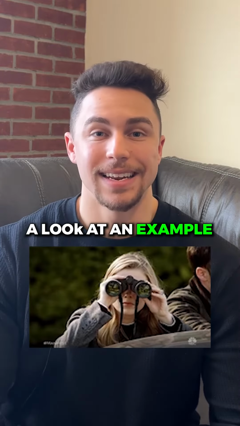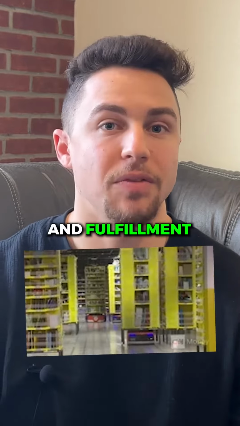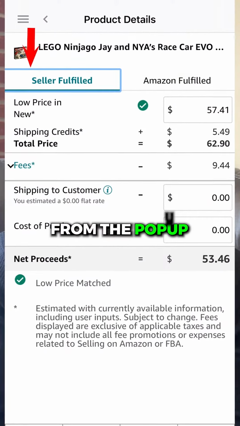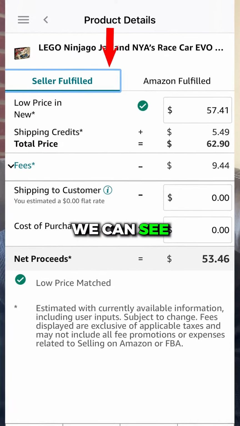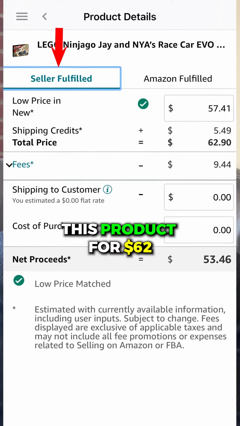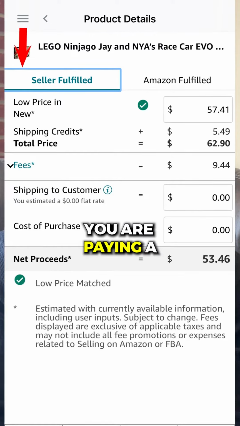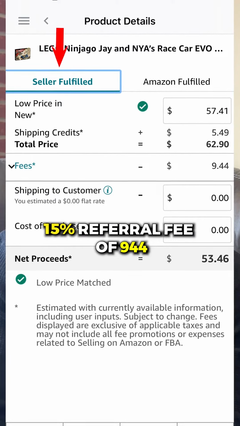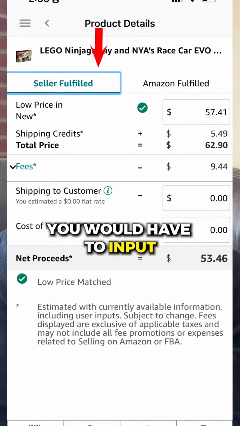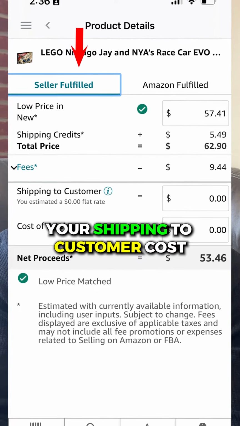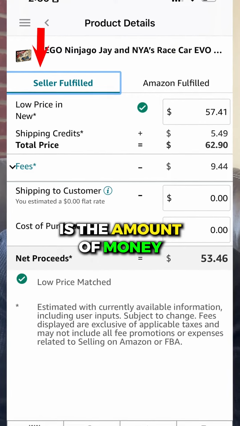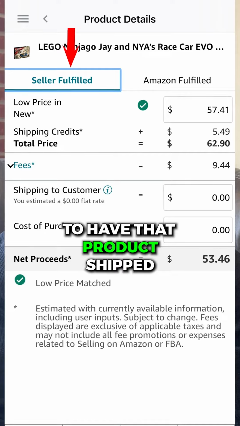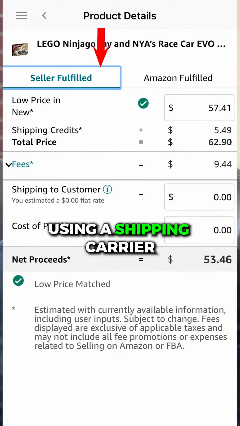Let's take a look at an example where we compare the fees on Amazon between fulfillment by merchant and fulfillment by Amazon. As you guys can see from the pop-up on the screen for this particular product, when we are in seller fulfilled, we can see that when selling this product for $62.90, you're paying a 15% referral fee of $9.44. From here, you would have to input your shipping to customer cost and your cost of purchase for the item. The shipping to customer is the amount of money that you are paying to have that product shipped from you to the customer using a shipping carrier.